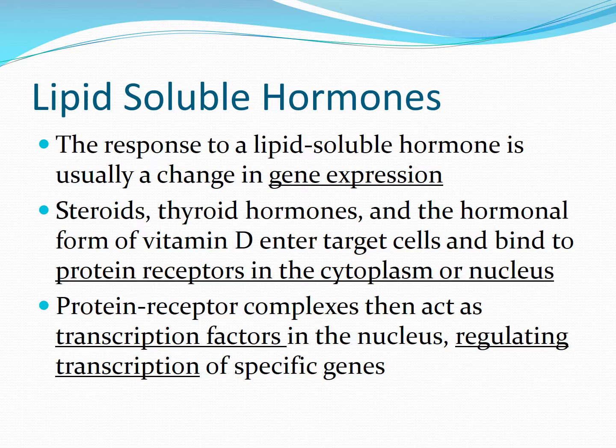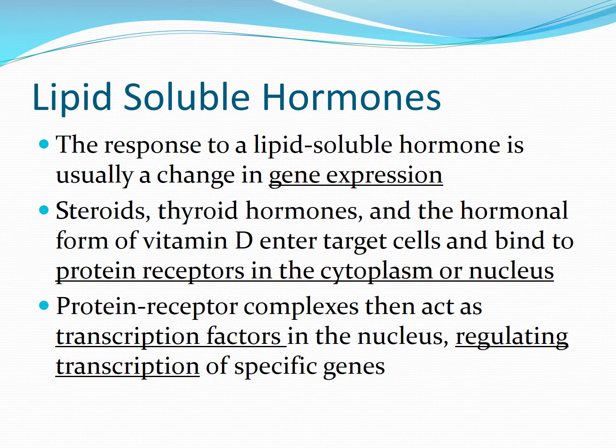Another example we could use would be in our lipid-soluble hormones. Traditionally, a response for lipid-soluble hormones would be a change in gene expression. They can act as transcription factors, so they can either turn on or turn off gene expression. So steroids and thyroid hormones and the hormonal form of vitamin D traditionally are going to enter the target cells and bind to some type of receptor in the cytoplasm. The protein and receptor complex will then move into the nucleus, acting as that transcription factor that I mentioned before.